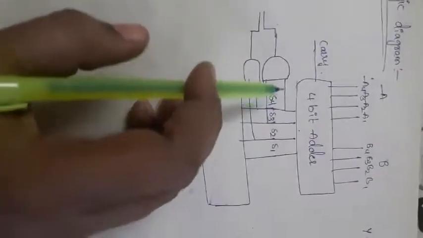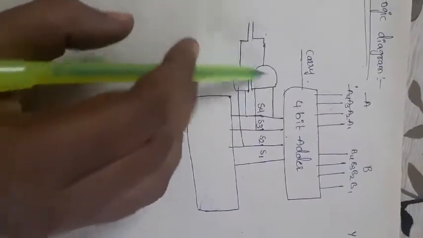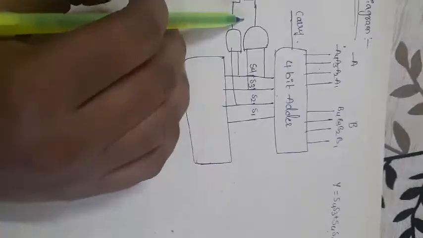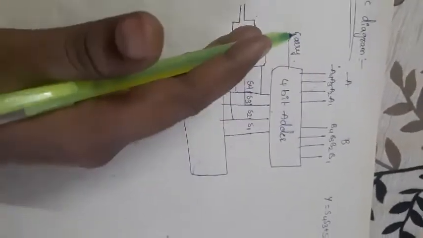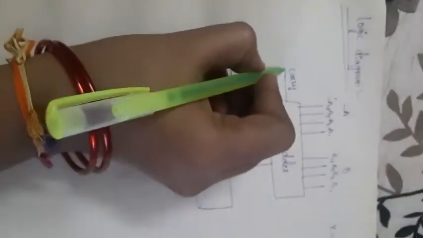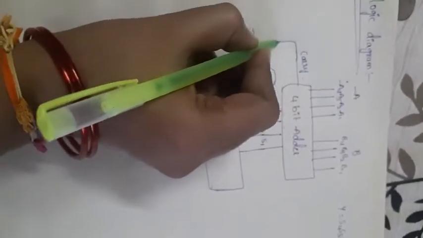Now we add these two with an OR gate. But before adding these two, I am also adding this carry. Now I am adding this carry case also. I will explain why I am adding this carry here.